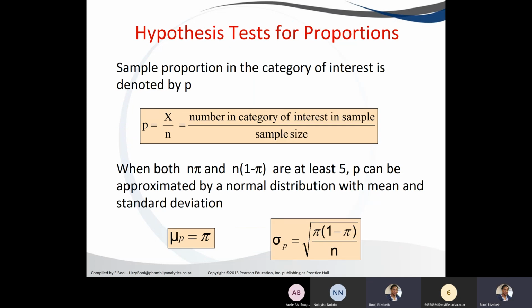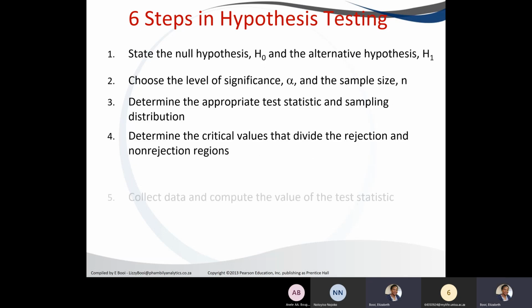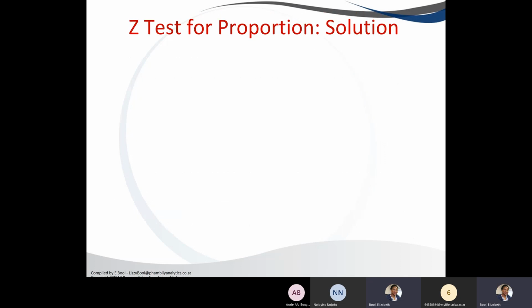So like I said, if our sample proportion is not given, we're going to use X divided by n. Looking at an example, a marketing company claims that it receives 8% responses for its mailing. To test this claim, a random sample of 500 were surveyed with 25 responses. So they give us our X, our n, alpha, and our population proportion of 8%. The 6 steps of hypothesis testing, you remember them. Now let's answer that question.